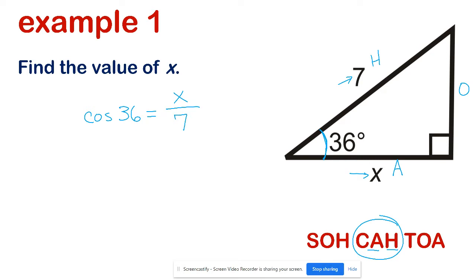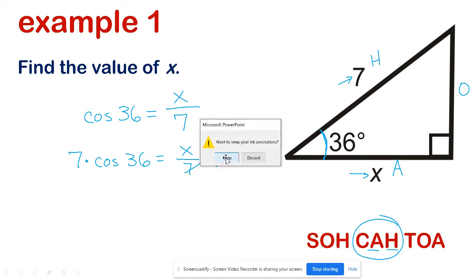Now, to work this out, this works out pretty nicely because our goal is to get x by itself. And right now, we just have x divided by 7. So to work this out, we just need to multiply both sides by 7. So we can cancel out that 7 that's underneath the x. So x is going to be equal to 7 times the cosine of 36. Like I said, you will need a calculator for this.